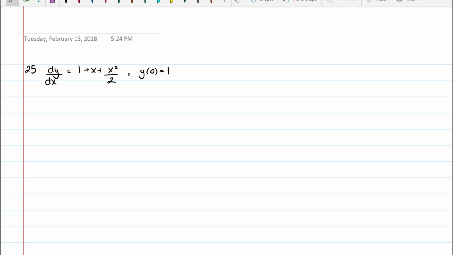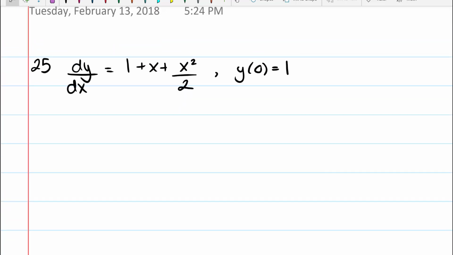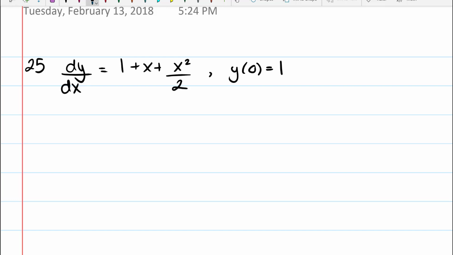In these next examples, we'll talk about how to solve initial value problems and separable equations. In number 25, we're given that dy/dx is equal to 1 plus x squared over 2, with the initial condition of y of 0 equals 1. So I'm going to rewrite this as dy is equal to 1 plus x squared over 2 dx.